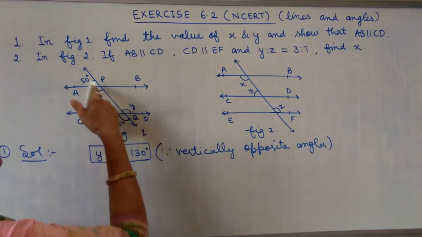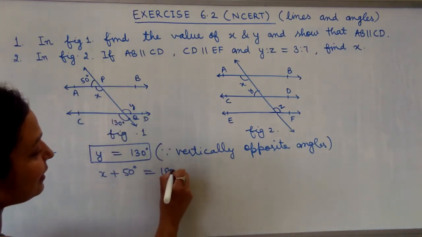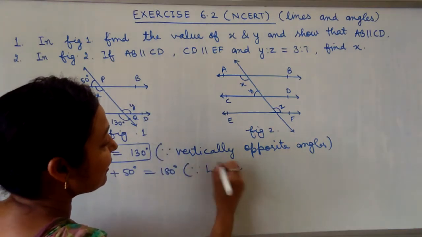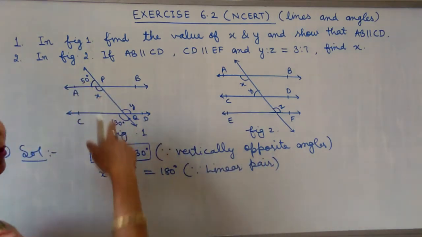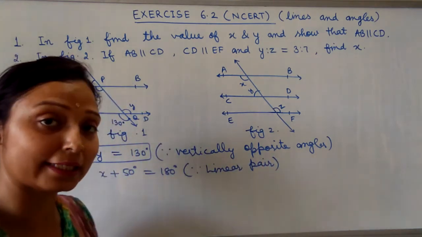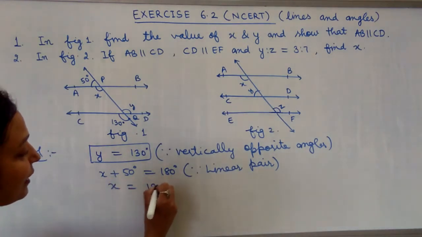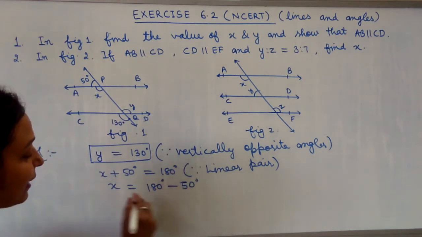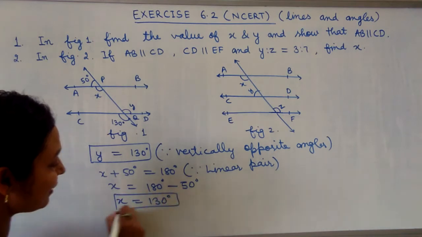Now second, x plus 50 degrees is equal to 180 degrees. The reason is because of a linear pair. For a linear pair, the sum of the two angles is equal to 180 degrees. So x is equal to 180 minus 50. The 50 goes to the right-hand side and becomes negative. X is equal to 130 degrees.